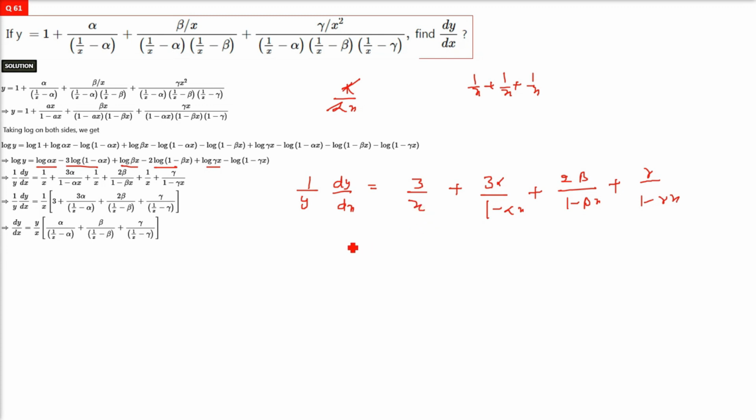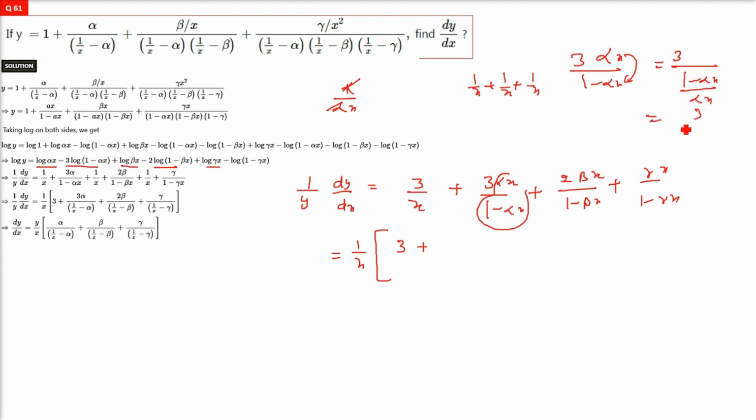So 1 by x we can take common. Let us take 1 by x common. We'll get 3 plus 3 alpha x, if we have taken x common, it will be 3 alpha x, 2 beta x and gamma x. So I am taking this x in the denominator. It is 3 alpha x by 1 minus alpha x. If you take this x in the denominator, alpha will remain in the numerator, x I am taking in the denominator.